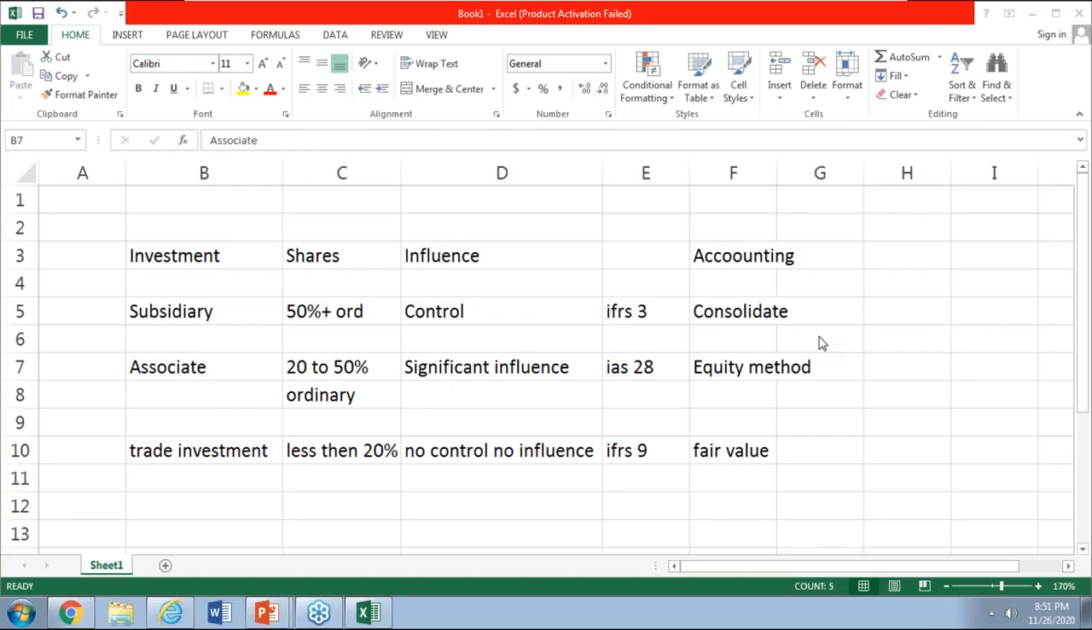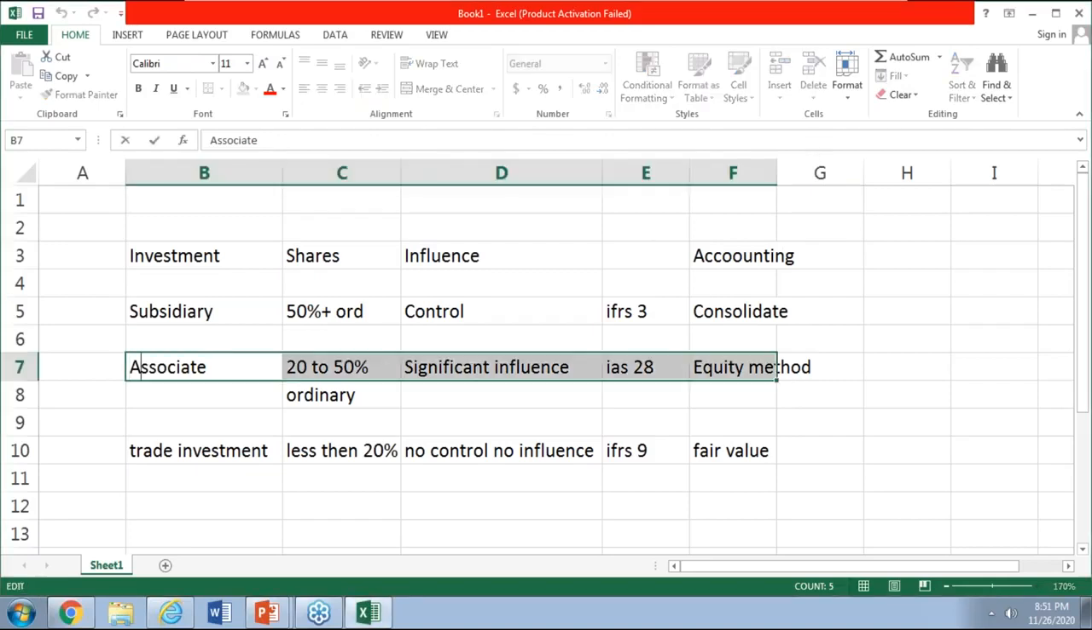So will it be my subsidiary? Will it be the associate or the trade investment? I have got only 50% ordinary shares. No, wrong answers. Most of the students are giving the wrong answers. Only few students are giving the right answer.